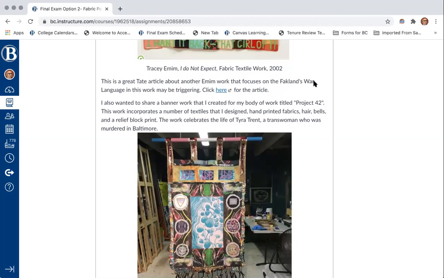So have a look at some background on the Falklands War, and then read the article. I didn't put the work out because it has some language that may be triggering, but you can go ahead and click the article and go through that if you want.